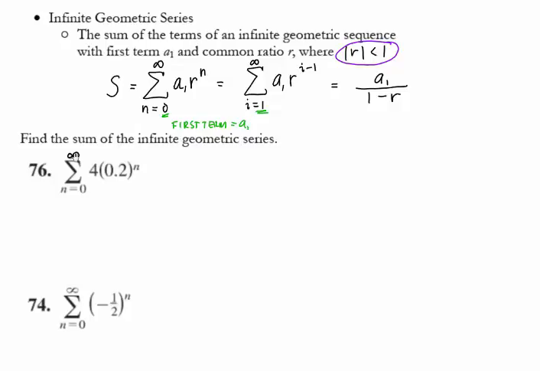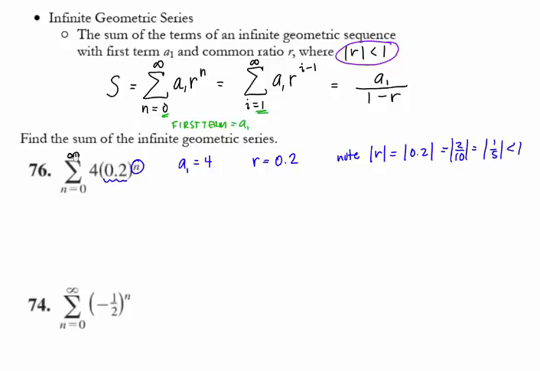So for 76, it's an infinite sum. The first term is 4. The common ratio r, this thing that gets multiplied to a particular power, is 0.2. You'll notice that the absolute value of r, the absolute value of 0.2, is 2 over 10, or 1 over 5, which is less than 1. So we're in good shape.